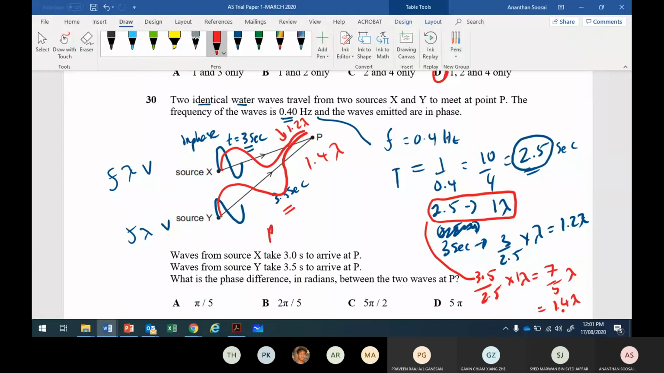Okay, guys, you got the idea? You find the path difference here, then you find the phase difference. 1 lambda of path difference is 2 pi radian. So how much is the path difference here? 0.2 lambda. 0.2 lambda is how many radian? That's the answer. But to get this 1.2 lambda and 1.4 lambda, you have to use your frequency idea. You find the period, then work out how many wavelengths pass from X to P and from Y to P. Then you find the path difference.